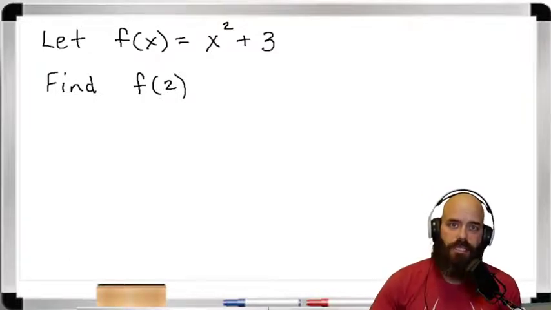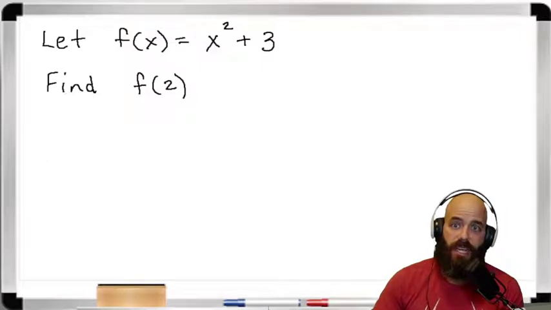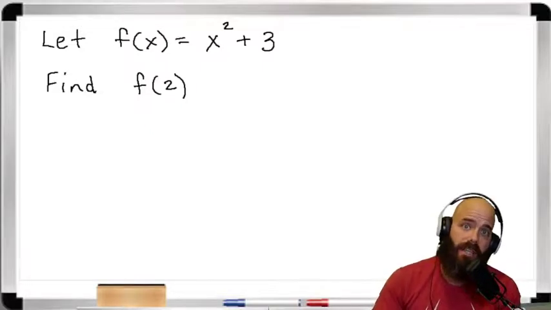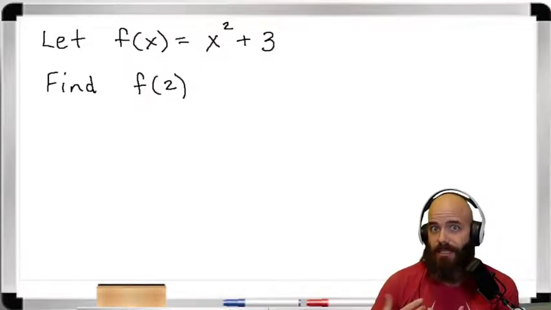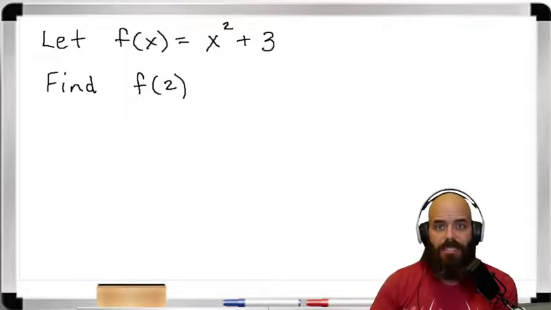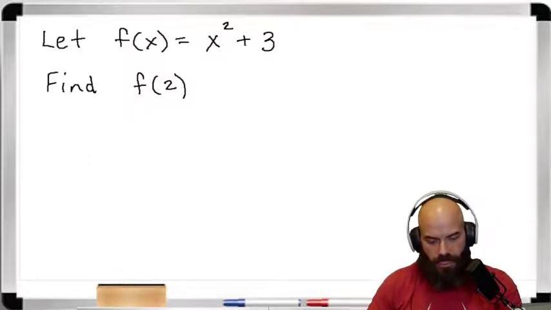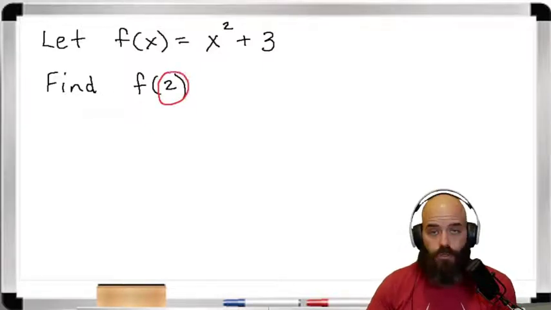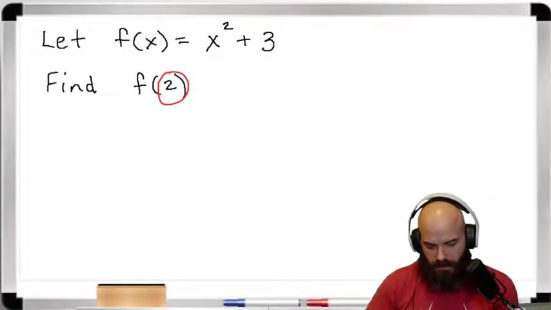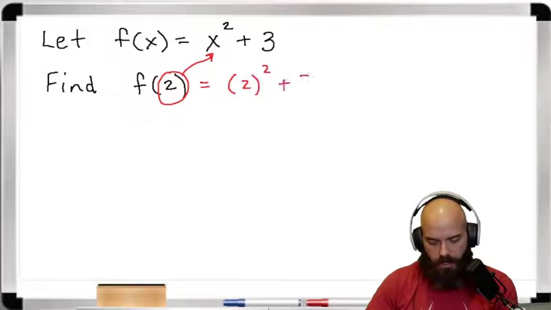So what this notation means is, f of x is simply the name of this function. So I have a function, it's a function of x. The x indicates the input. So if I want to find f of 2, then I'm simply going to take this value of 2 and plug it into every single x I see in my function. So if I plug that in for x here, I'll have 2 squared plus 3.